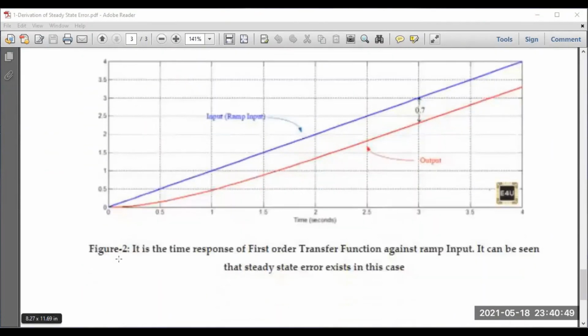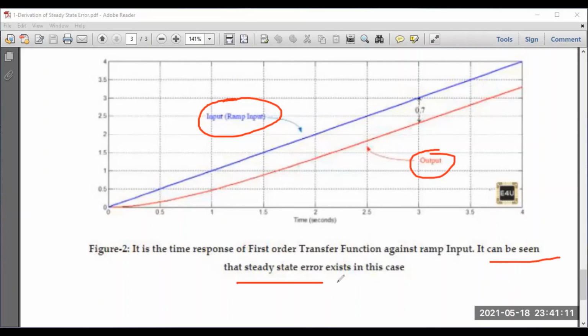So let us look at another graph. See, there is a difference. There is a huge difference between the actual output and the desired input. You can see this is your actual output, and this will be the desired input. So there is a huge difference between the actual output and the desired input. Therefore, there should always be a steady state error. That means it can be seen that steady state error exists in the second case. In case number 1, steady state error is equal to 0. In the second case, there is a steady state error. So this is the real-time meaning of steady state error.